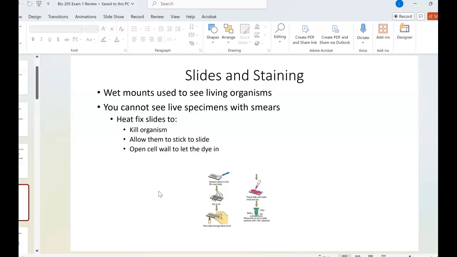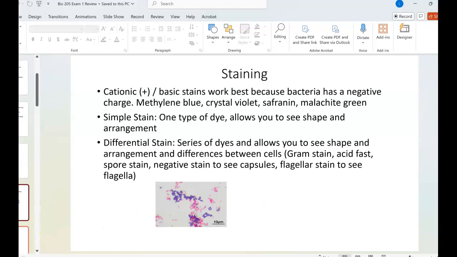Now, the reason that we heat fix them to the slide is that A, it kills the organism. B, it's going to allow them to stick to the slide because we're going to be doing some rinsing and applying of stains. And the other thing is that the heat actually opens up that cell wall. That allows that dye to actually penetrate into that cell wall. So those are the 3 reasons why once we make our smears, we actually have to heat fix them.